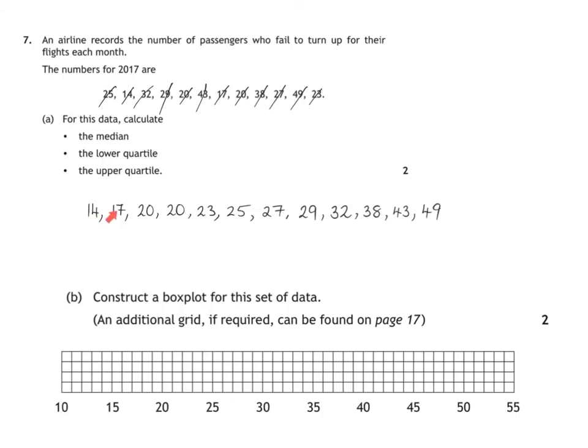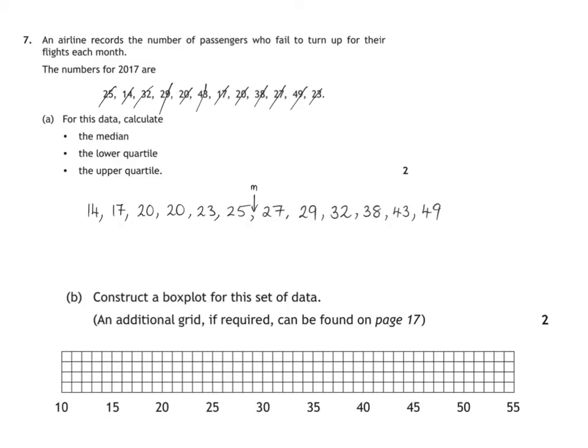Double check. Count these. 1, 2, 3, 4, 5, 6, 7, 8, 9, 10, 11, 12. We're good. So the median is in the middle. If we have 12 numbers, if we count in from both sides, we're going to end up with the middle being in between our 6th and our 7th number in here. So this is where our median is in there.